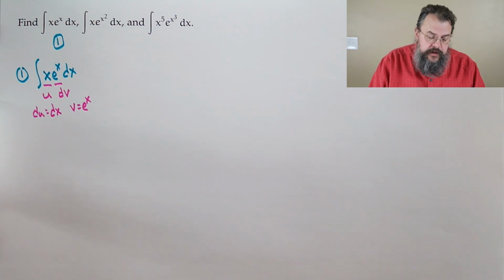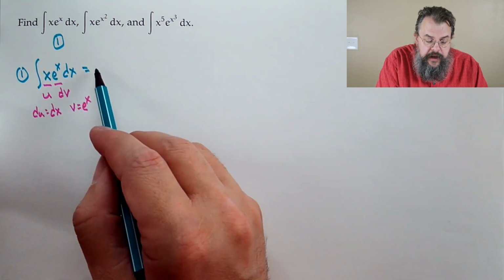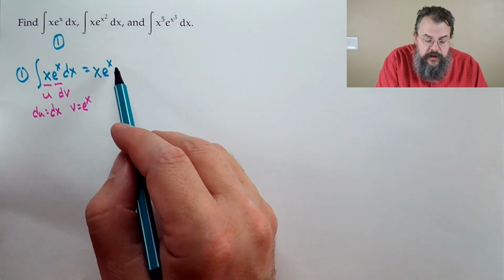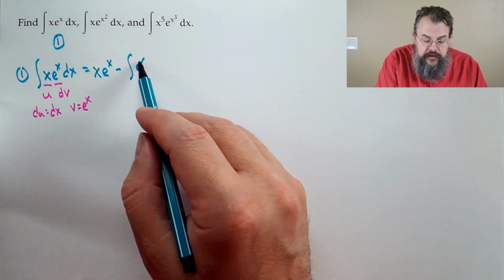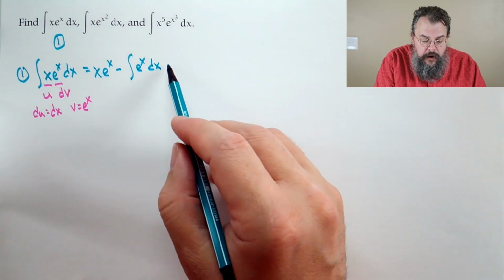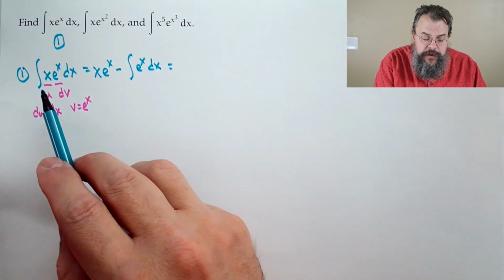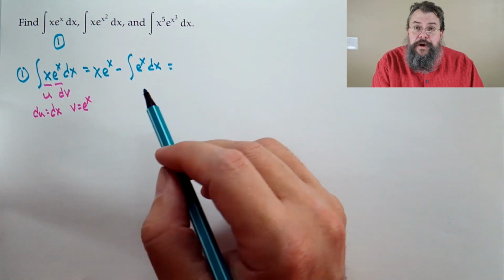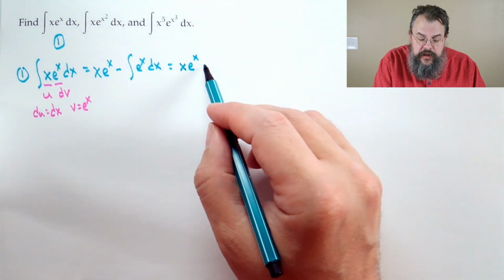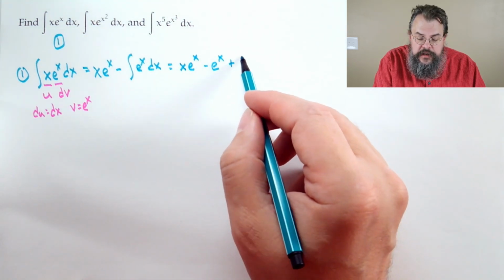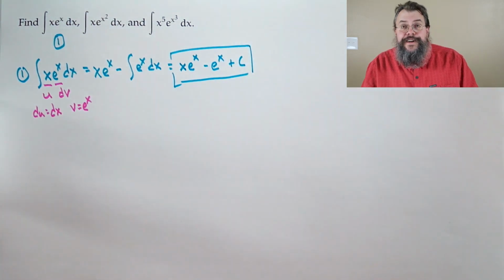So what do we have? We have that this is equal to uv, x e to the x, minus the integral of v du, e to the x dx. And you say, well, wow, that's an integral we can do. See, we start with an integral we didn't know how to do, but then applying integration by parts, we get to an integral we can do. So the integral of e to the x is e to the x, and of course, on the end you put a plus c. And we're done.